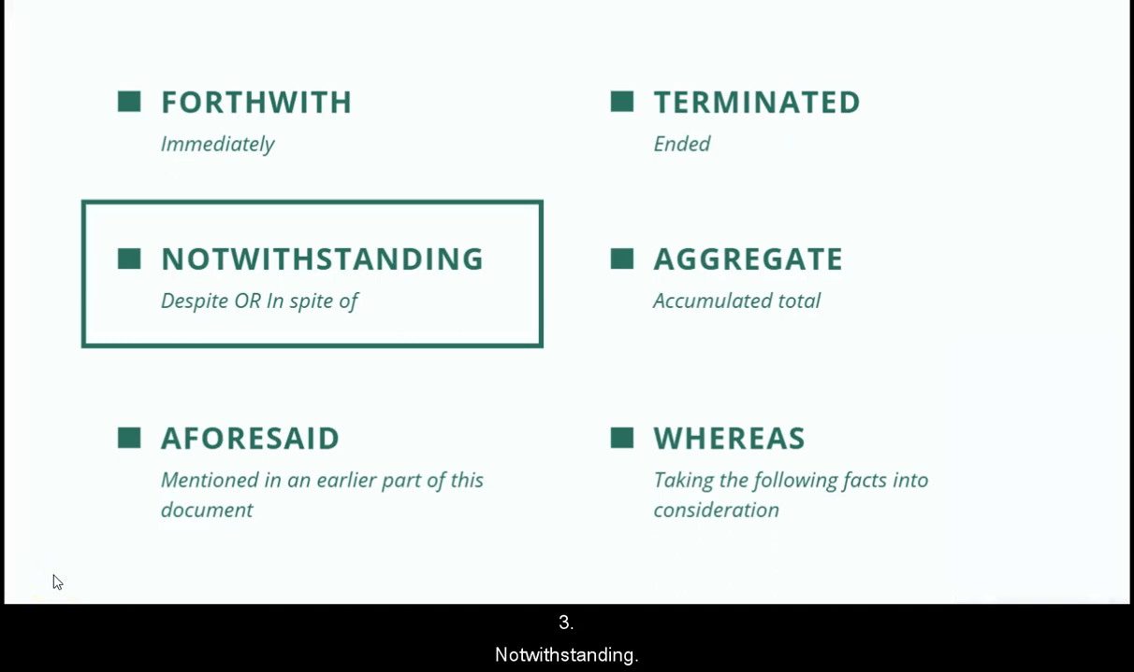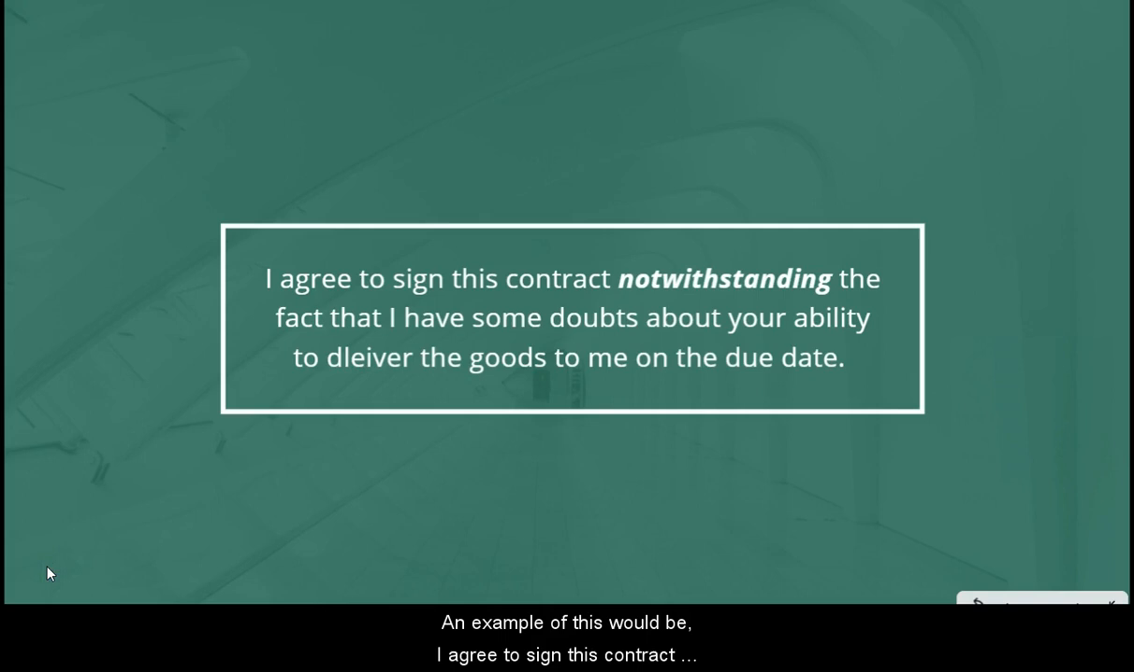Number 3 is notwithstanding. This means despite or in spite of. An example of this would be, I agree to sign this contract notwithstanding the fact that I have some doubts about your ability to deliver the goods to me on the due date. So what it means is that despite the fact that you have some doubts about the ability of the other party to deliver on time, you have decided to go ahead and sign the contract.